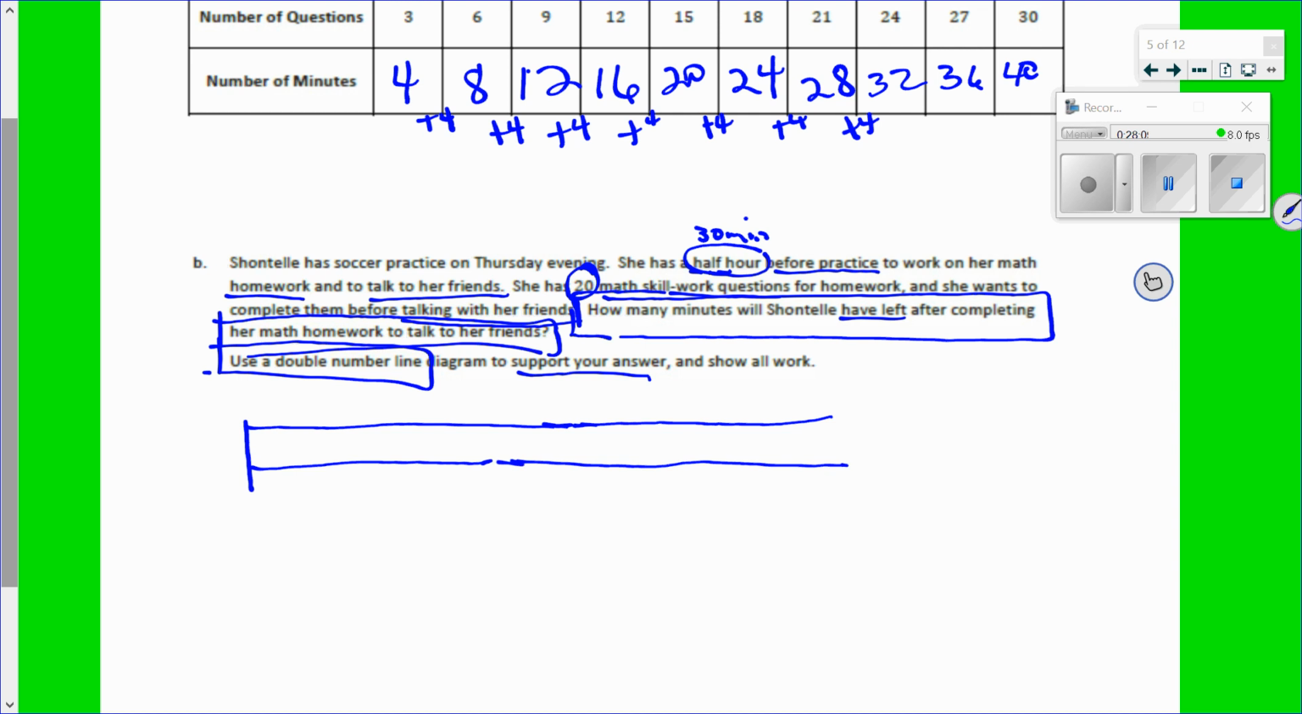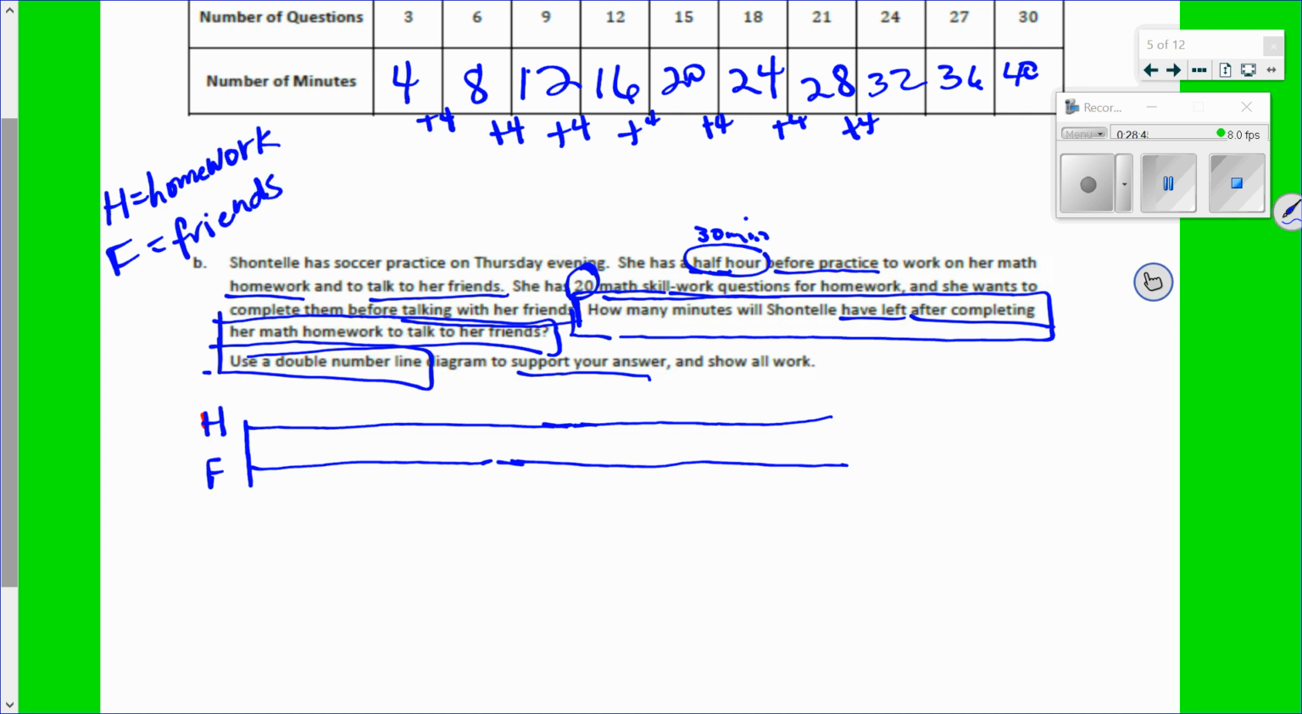Okay, what are my two labels, guys? Yes, Mary? What if we have to underline after completing? After completing, thank you. Okay, what are our two labels on the double number line? Could I put H for homework? Okay, and then what? Come on, guys. F for friends. Okay, talking to friends equals friends.